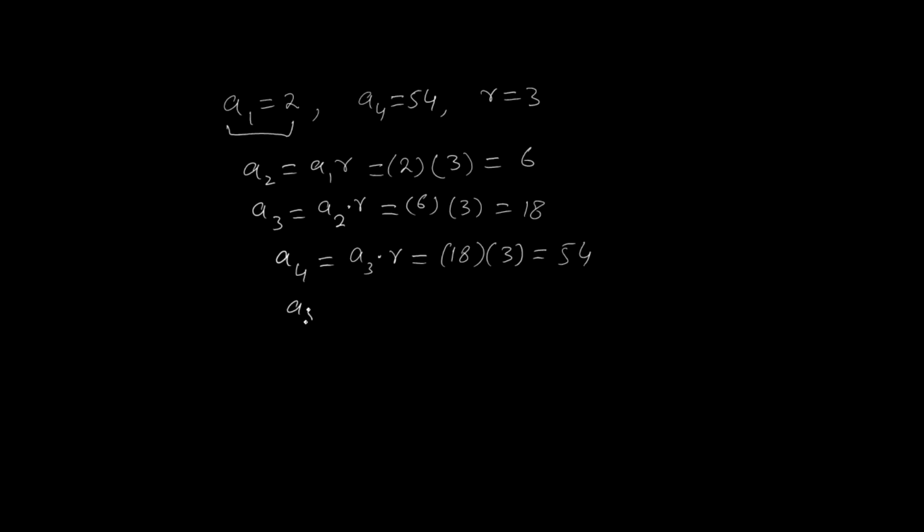And now the fifth term can be obtained by multiplying the fourth term with r. So what is the fourth term? 54 multiply r, 3 4s are 12 and 3 5s are 15, 16. So the geometric sequence obtained is, what is the first term? 2. What is the second term? 6. Third term 18. Fourth term is 54 and fifth term is 162 and so on.